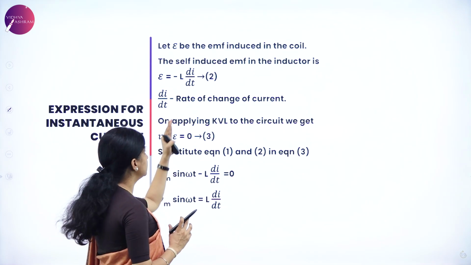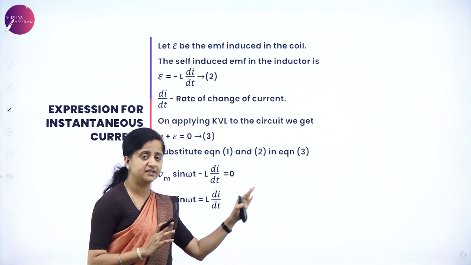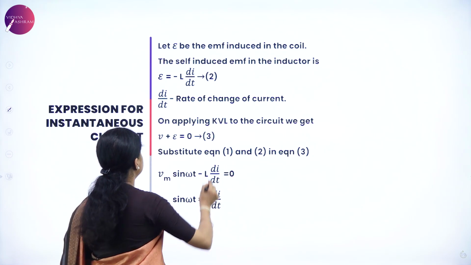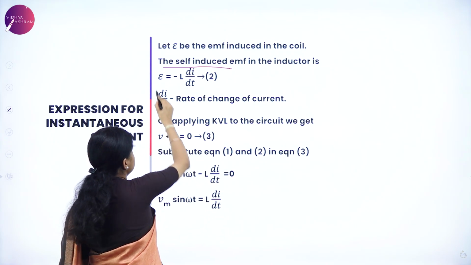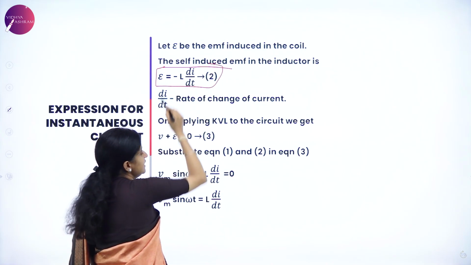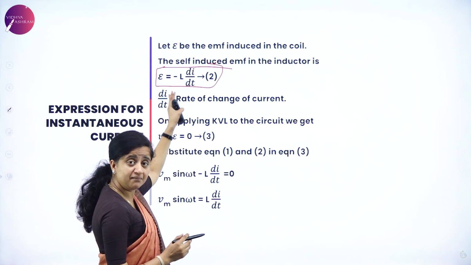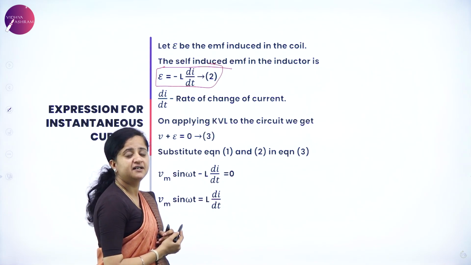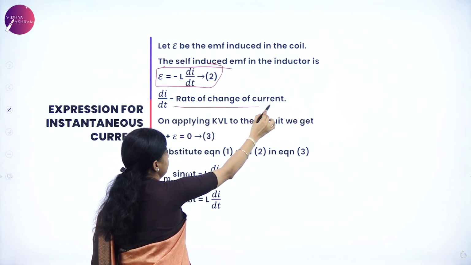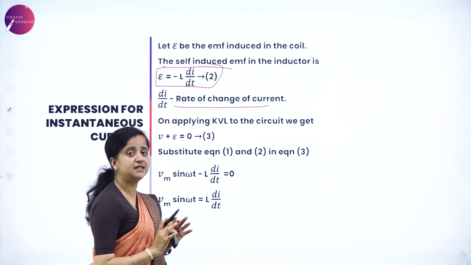So now we have to consider the self-inductance, because there is no influence of another coil in the circuit, there is only one inductor. So the self-induced EMF in the inductor is given by E is equal to minus L into di by dt, which is the expression for the EMF of a self-inductor. That is my equation 2. Here di by dt is nothing but the rate of change of current. We have learnt about this expression in the previous chapter very clearly.